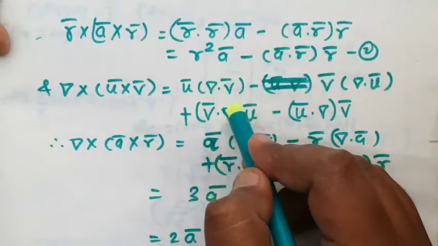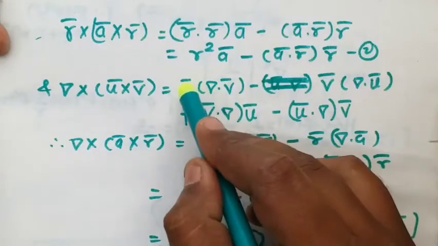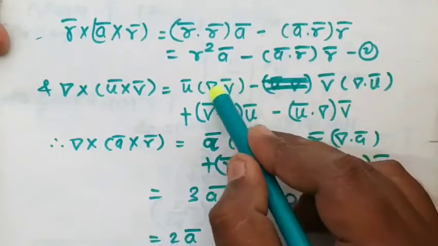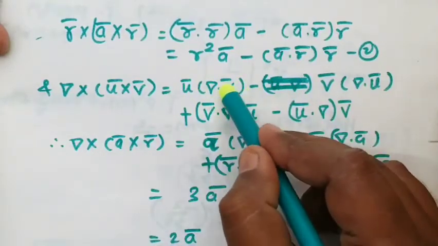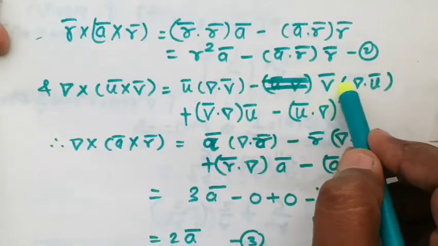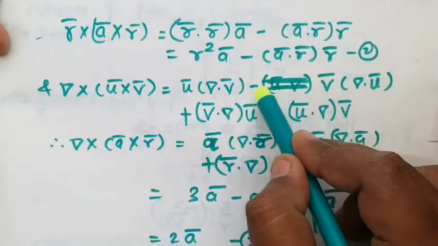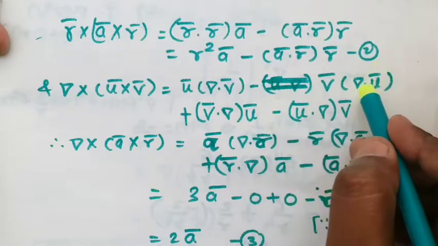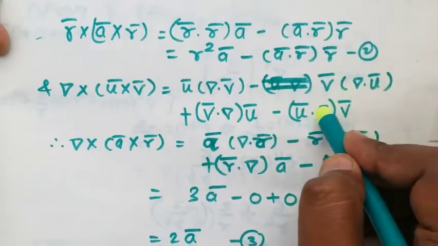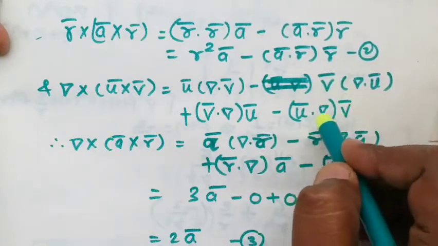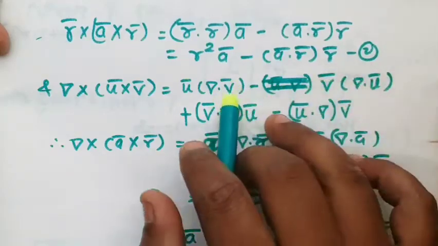V bar first, del then, and u bar, and just take this u bar after this. So in that way you can write this third term from the previous term. And to remember this last term, this is also minus, this is also minus. Now u bar first, del then, and then v bar at the end. So from the previous two terms you can write the next two terms.